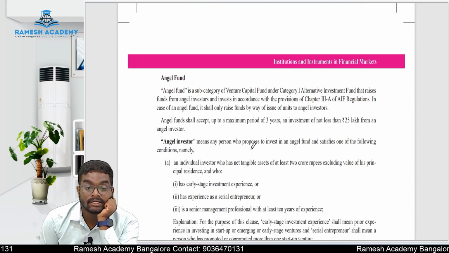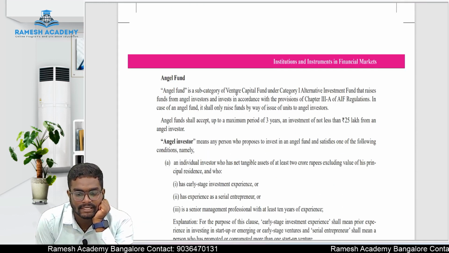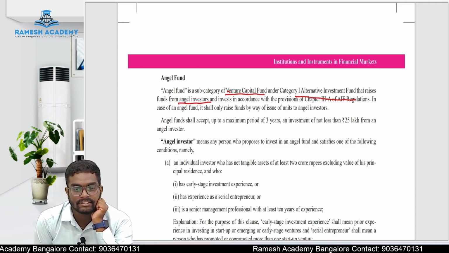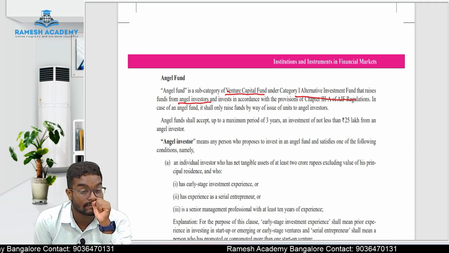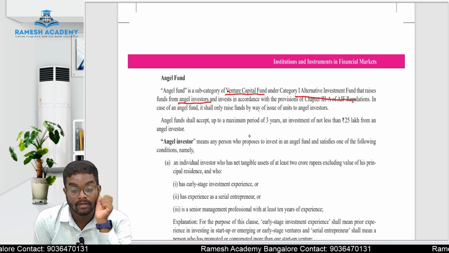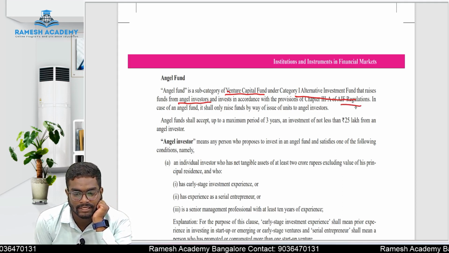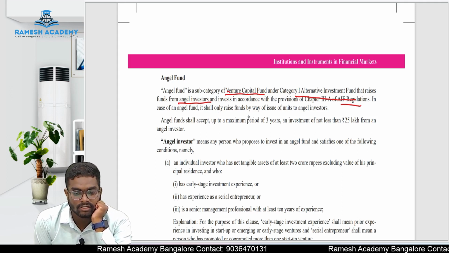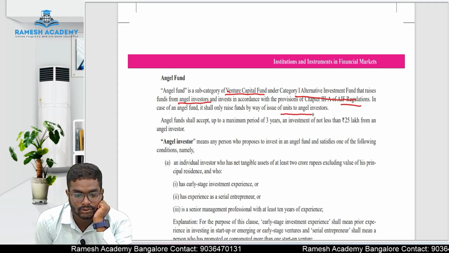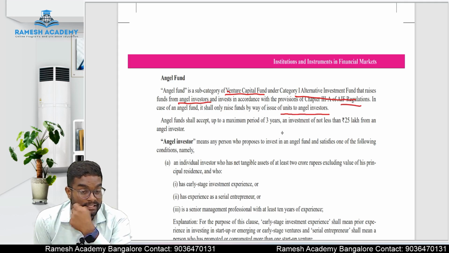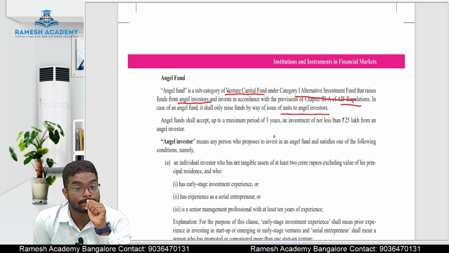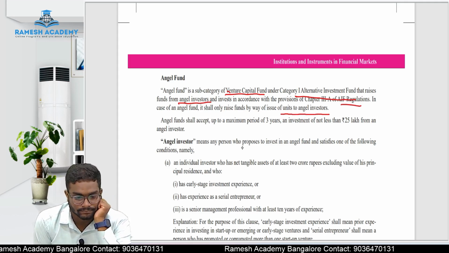So we will see what is an angel fund. Angel fund is a subcategory of venture capital fund under category 1 AIF that raises funds from angel investors. You would have seen in Shark Tank, the word angel investors you would have heard in Shark Tank, and invest in accordance with the provisions of AIF regulations. In case of an angel fund, it should raise funds only by way of issue of units to angel investors. So angel investors will commit to put money in the companies.